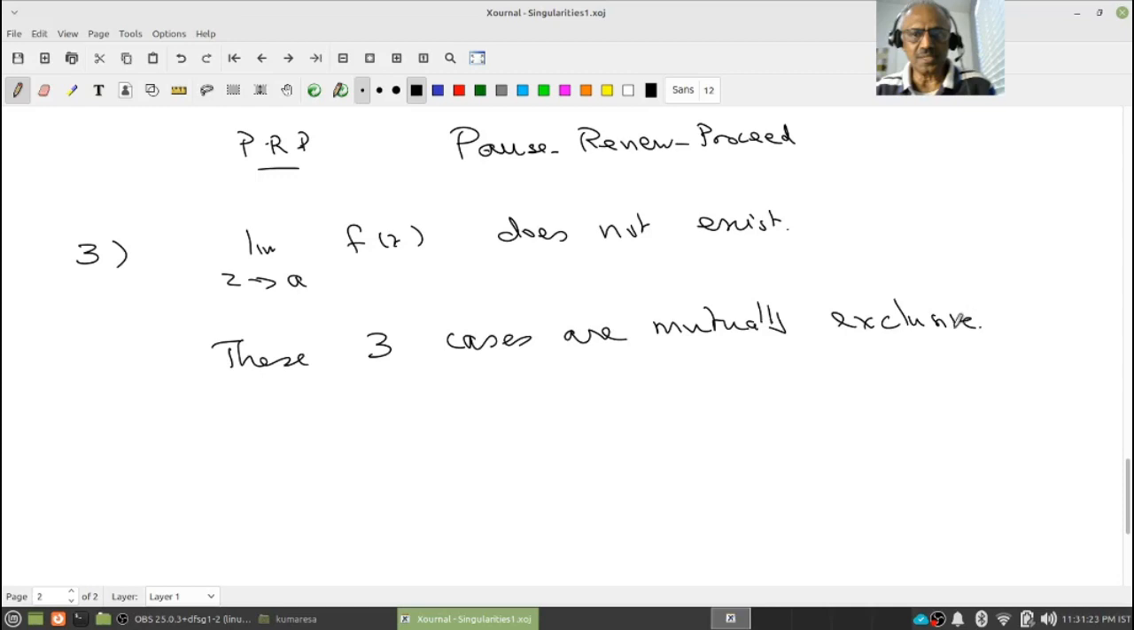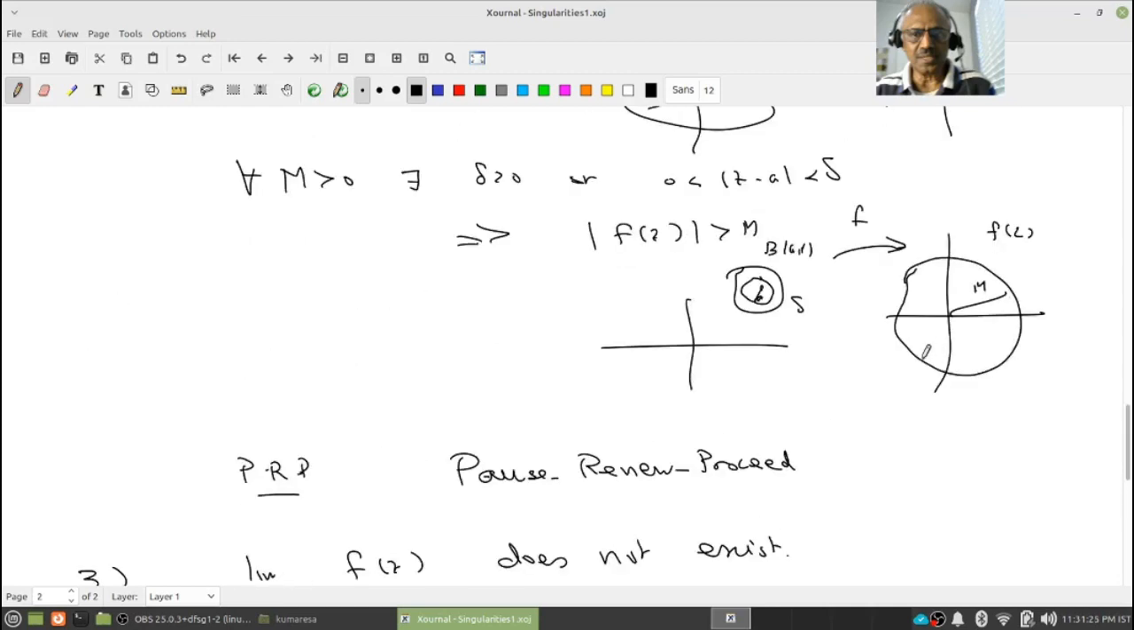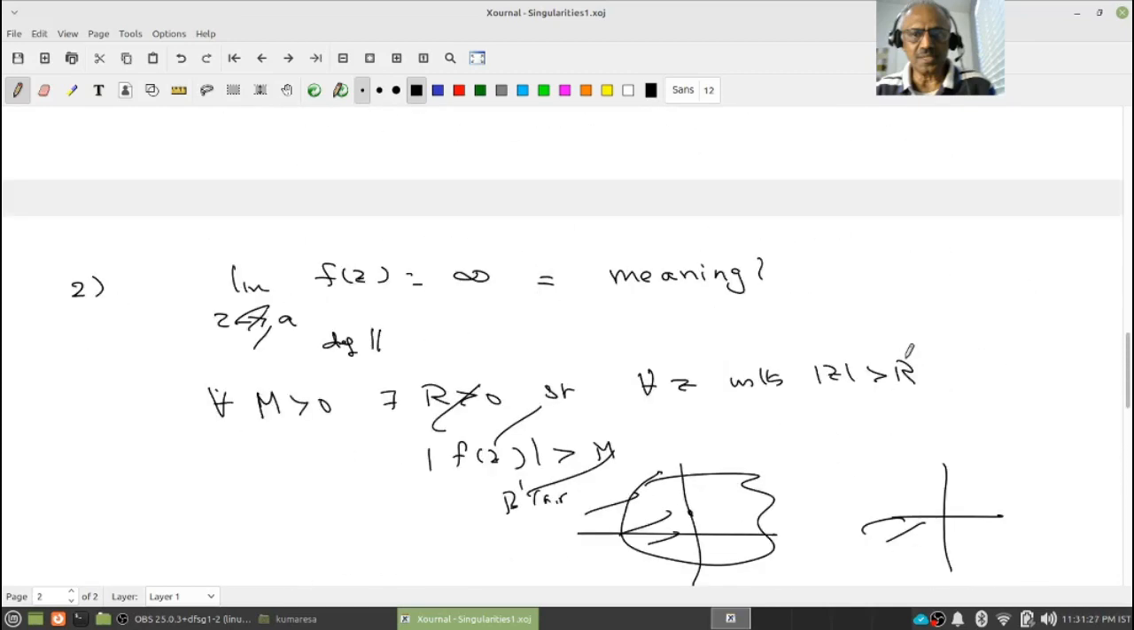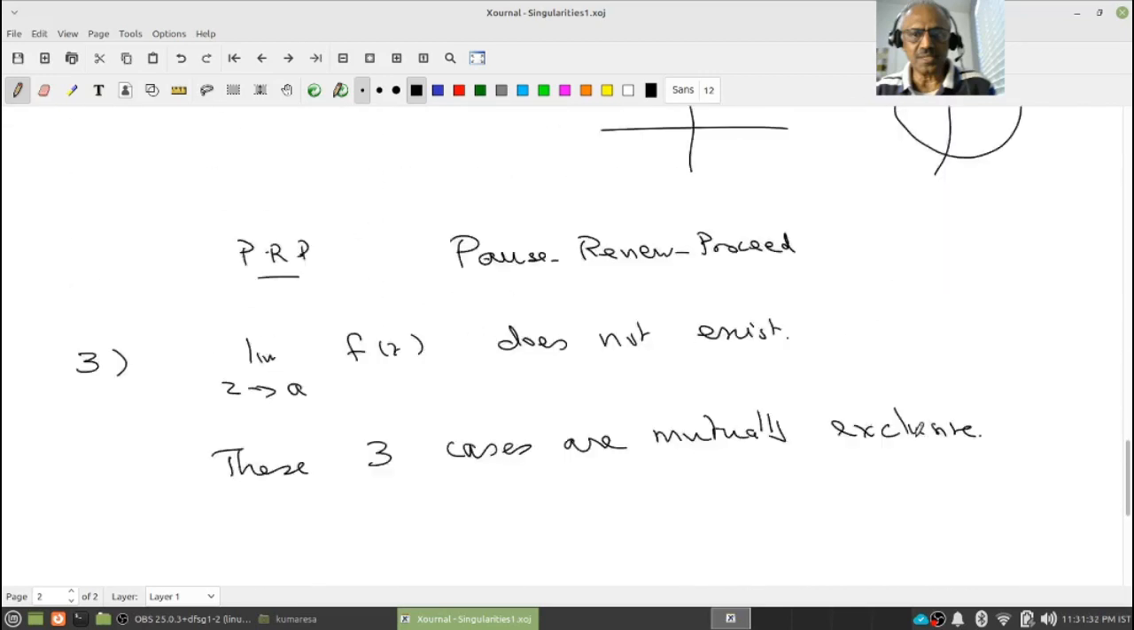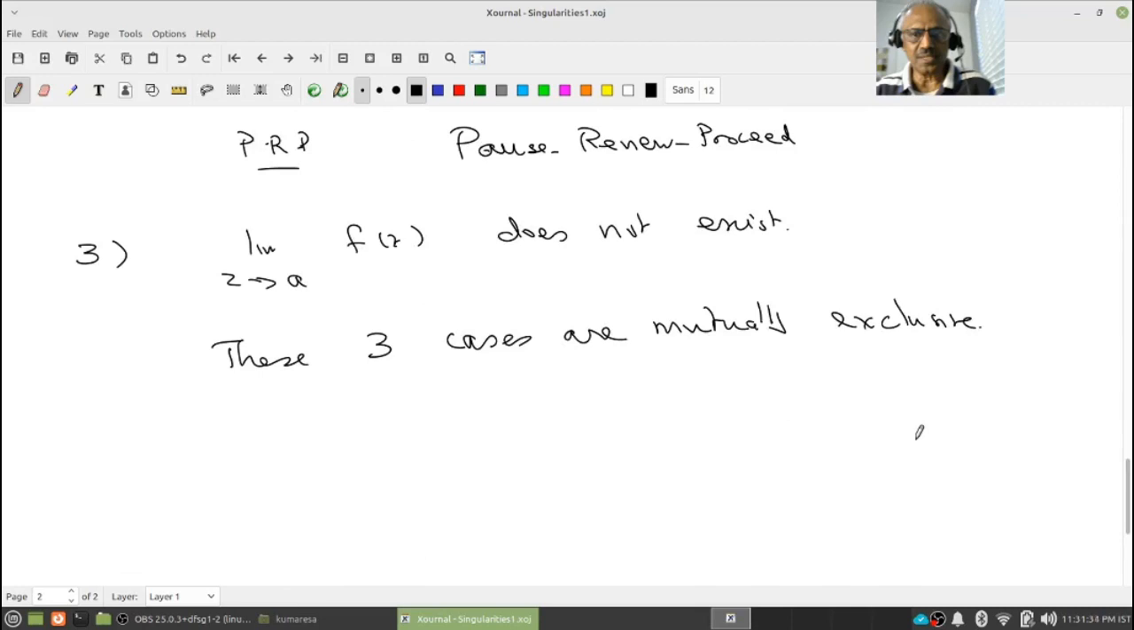If the limit z tends to A of f(z) is infinity, then it cannot be finite, right? It may not be a complex number, and you cannot say the limit does not exist. You follow that? If one of them happens, the other two cannot happen, and not only that, one of them must happen. Limit z tends to A either exists as a complex number or it has to be infinite, or these two things cannot happen, which means the limit does not exist. Follow that? This is very crucial for you to understand.